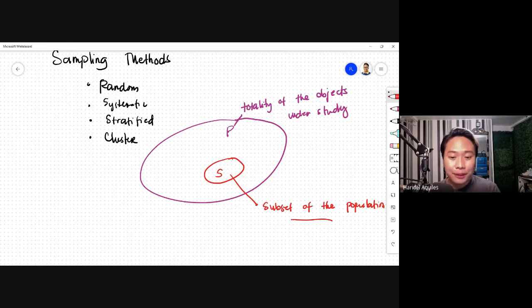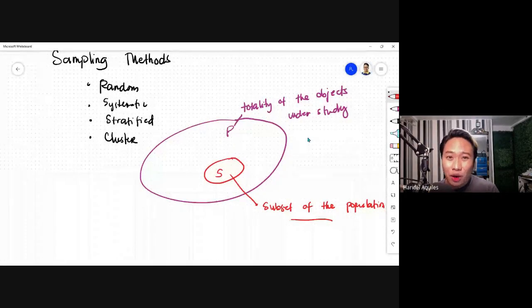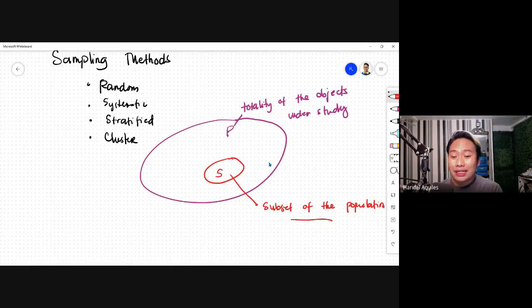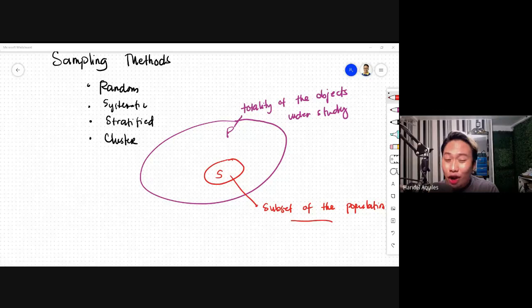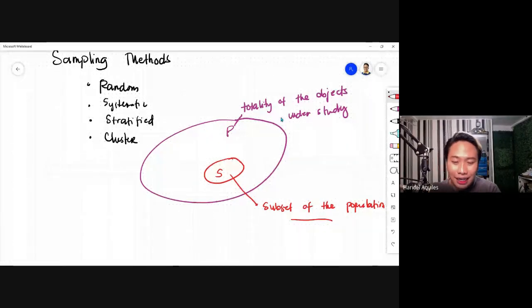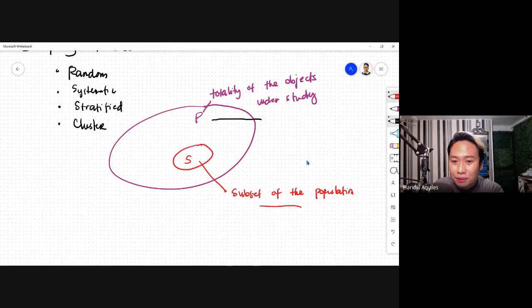Let's say, for example, I want to study the behavior of block E, your block. And then I took my sample from a different block or different section. It wouldn't make sense, because my focus in the first place is block E. So my sample should be coming from block E, not from another section. Clear?